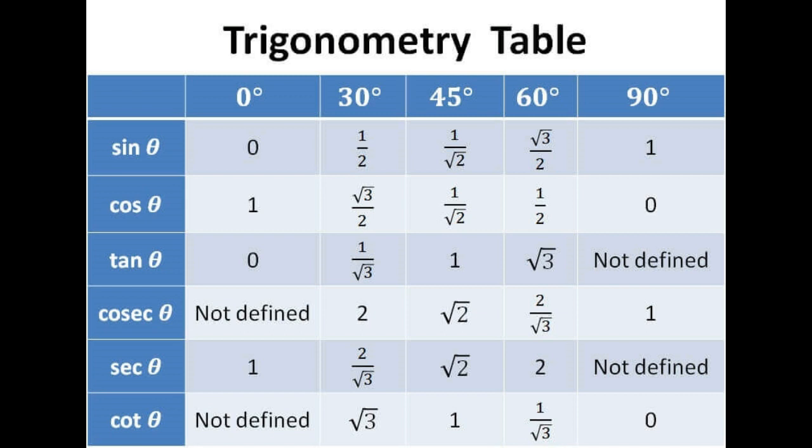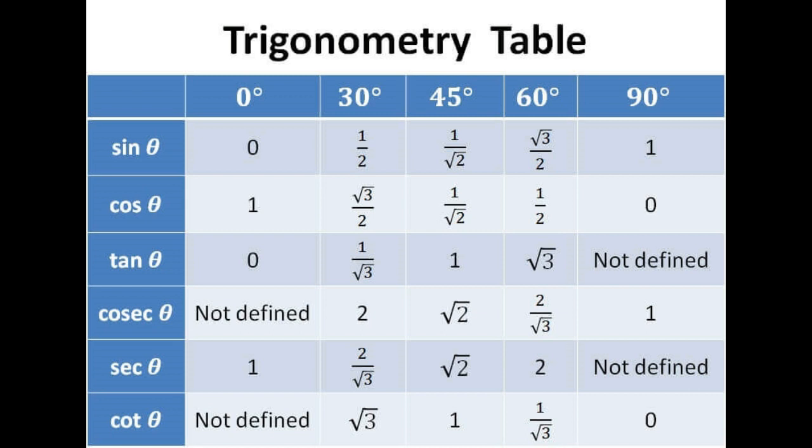We are not saying it like this. The better way to learn tan's value is: 0, 1 upon root 3, 1, root 3, not defined. Again, 0, 1 upon root 3, 1, root 3, not defined.